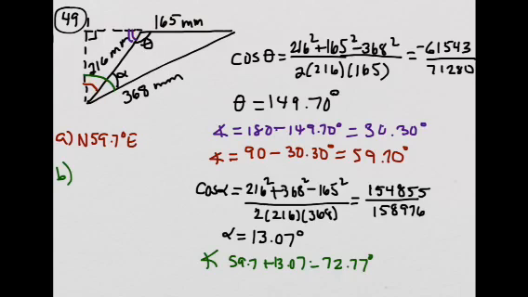Okay, so here's the work for number 49. So first I found this angle right here by using the law of cosines, which is right here. And then inverse cosine of this ratio gives you this angle. So by knowing this angle, you have this angle because they're supplementary. They're supplements of each other. So here's the purple angle, 180 minus 149.7. So this is 30.3 right here.